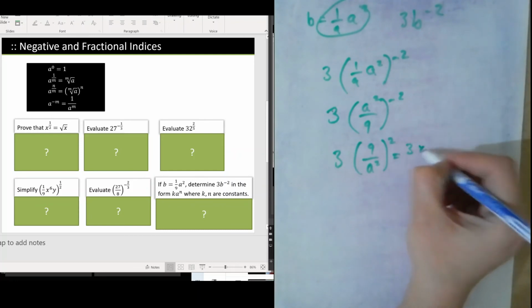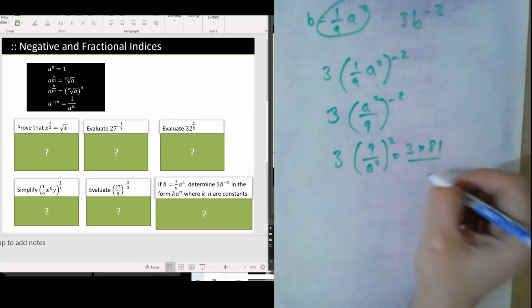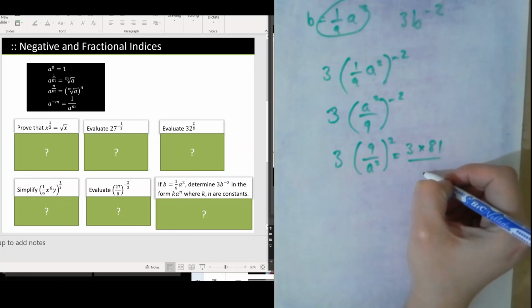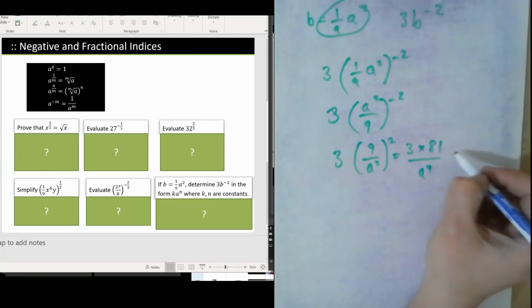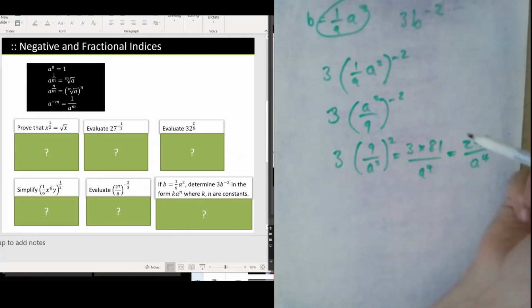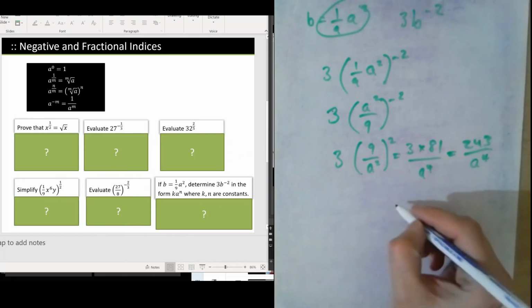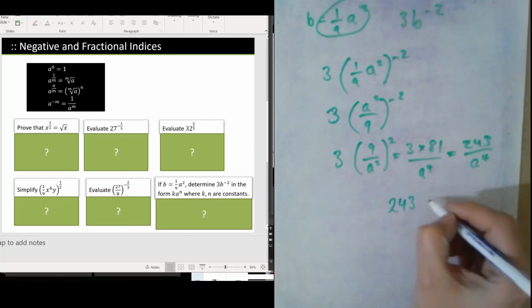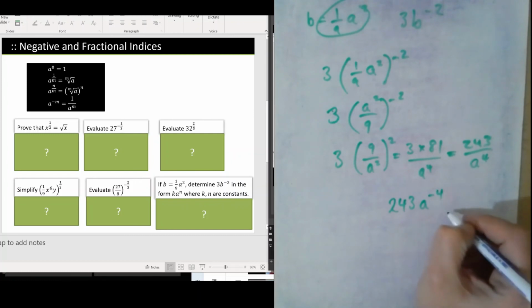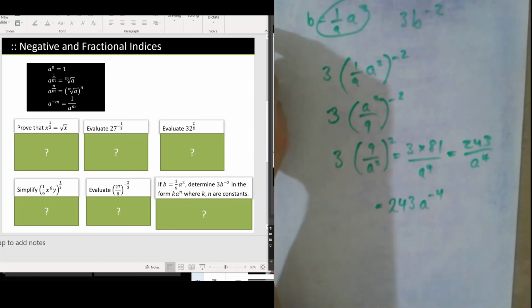So I've got 9 squared, so that makes it 81, all over a squared to the power of 2. So 2 times 2 is 4. Okay, this is 243 over a to the power of 4, but obviously they've asked for a to be above, so they need to know what the actual power is. So that would be 243 a to the power of negative 4, because it's one of the negative powers. Okay, hopefully that should make sense.